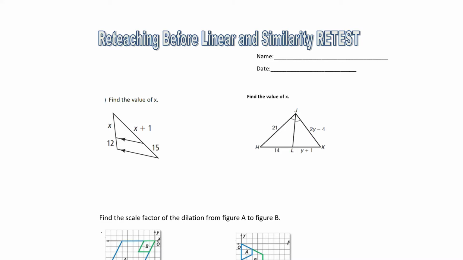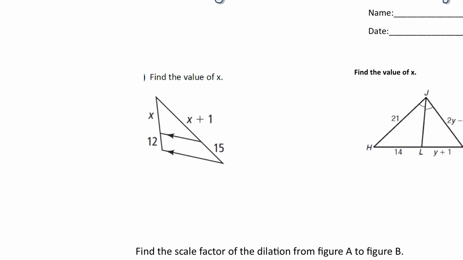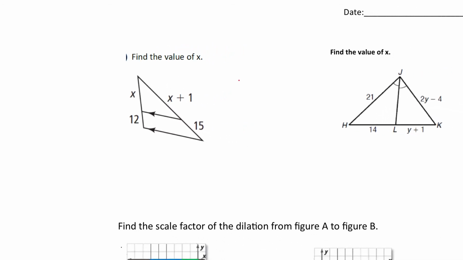Okay, so we're going to go over a few of these problems to get you ready for the retest. All right, so on this first one, since those two lines are parallel, this is split proportionally. So we're going to set x is to 12 as what? X plus 1 is to 15. All right, so we're going to cross multiply here and solve for x.